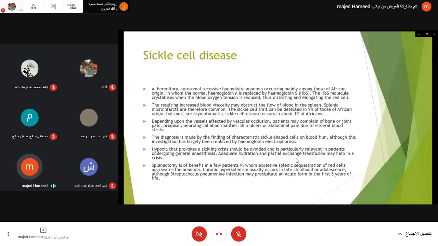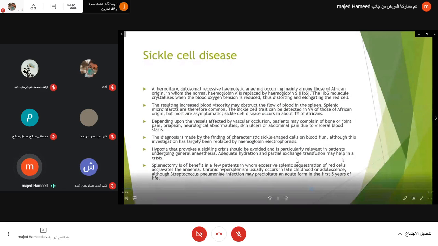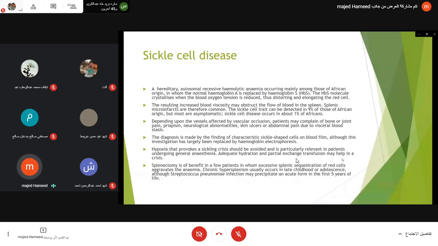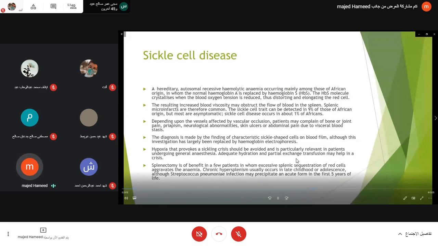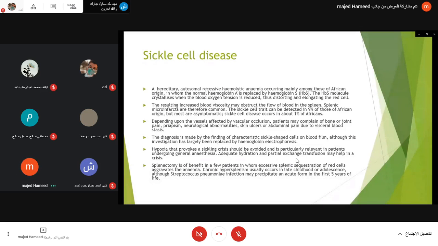Sickle cell disease is a hereditary autosomal recessive hemolytic anemia occurring mainly among those of African origin, in whom the normal hemoglobin A is replaced by hemoglobin S. The hemoglobin S molecule crystallizes when the blood oxygen tension is reduced, thus distorting and elongating the red cells. The resulting increased blood viscosity may obstruct the flow of blood in the spleen. Splenic microinfarcts are therefore common.